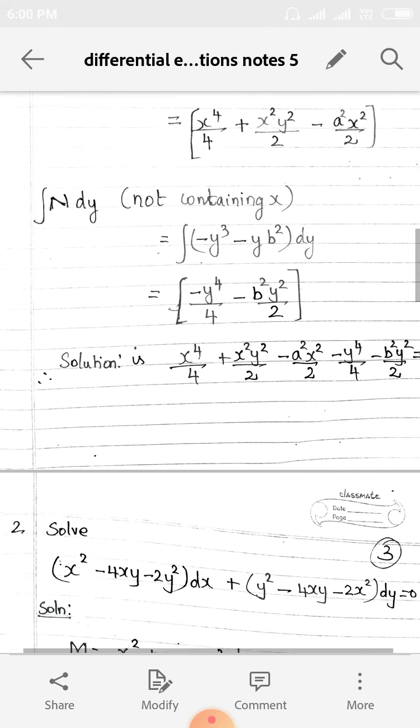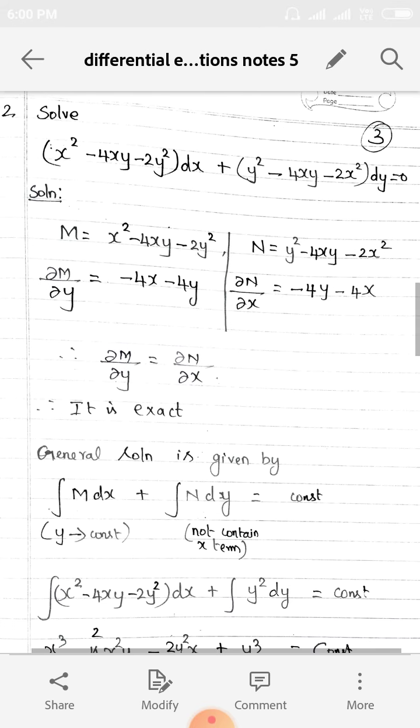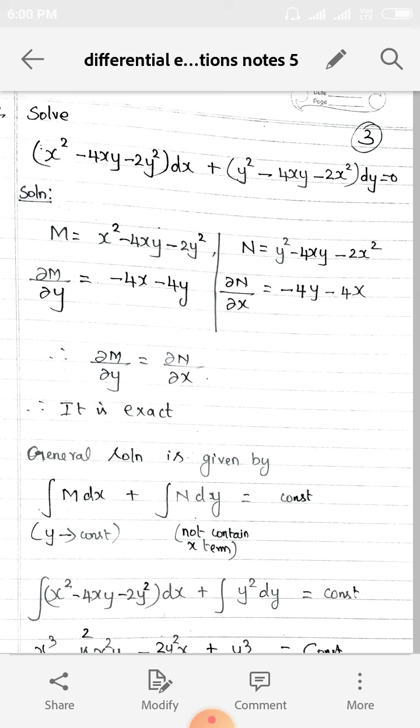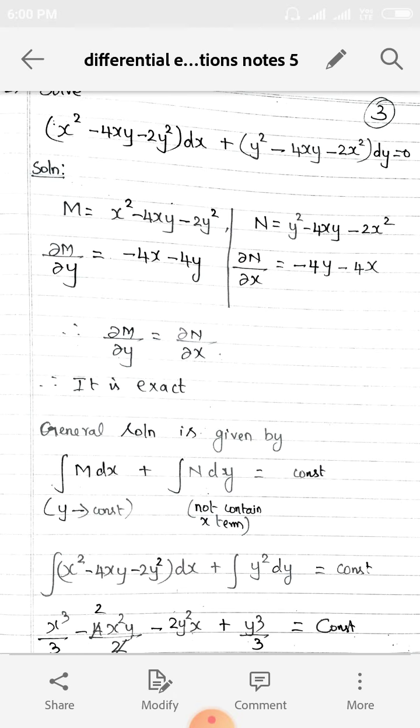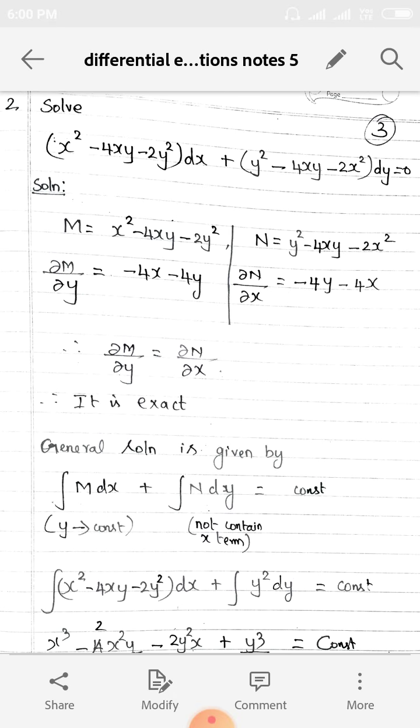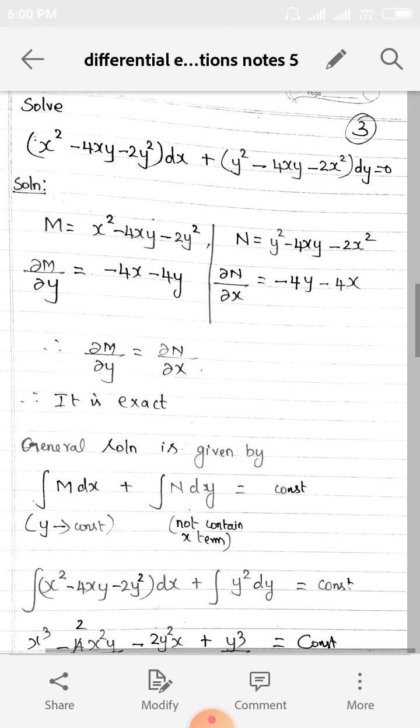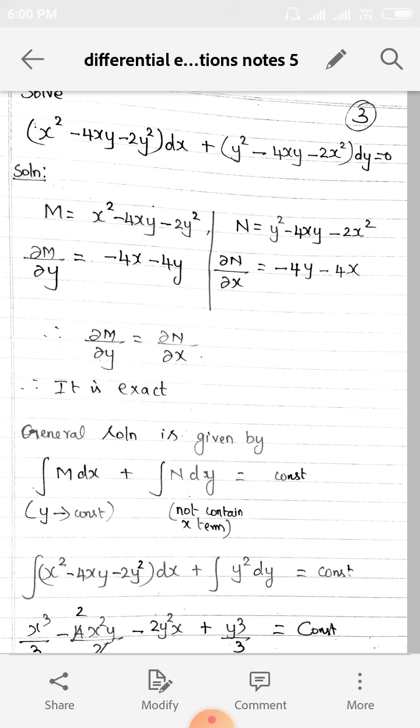Okay, let us see one more problem. Solve (x square minus 4xy minus 2y square) into dx plus (y square minus 4xy minus 2x square) into dy is equal to 0. Right. So we have to first equate the given term to the general form m dx plus n dy. What is m? M is equal to x square minus 4xy minus 2y square and n is equal to y square minus 4xy minus 2x square.